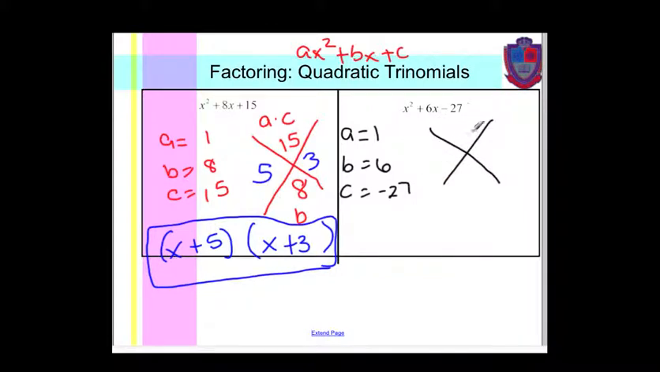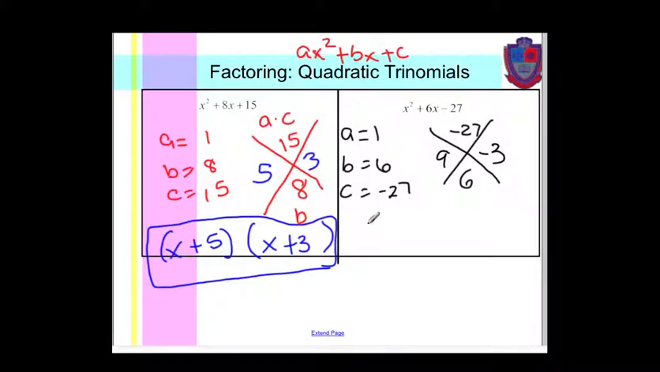So at the top is A times C, which is negative 27. And then at the bottom is 6. So two numbers that I multiply, I get negative 27, and when I add them, I get 6. So try to think. Perfect. 9 and negative 3. 9 times negative 3 is negative 27, but 9 plus negative 3 is a positive 6.